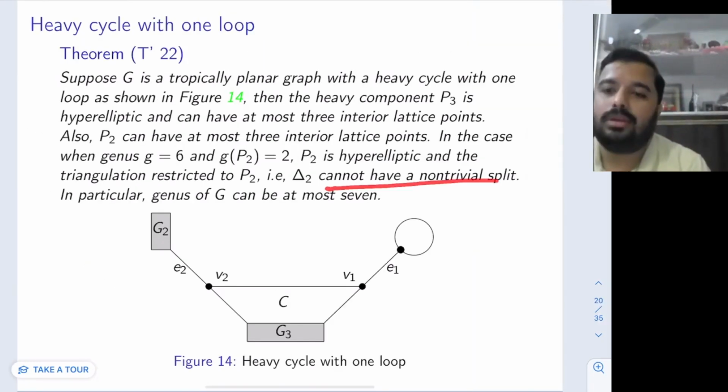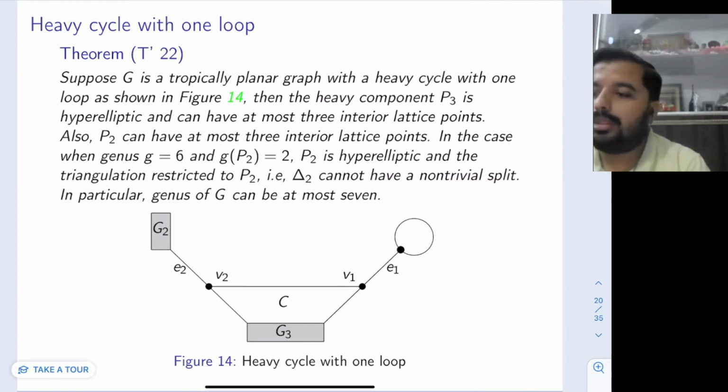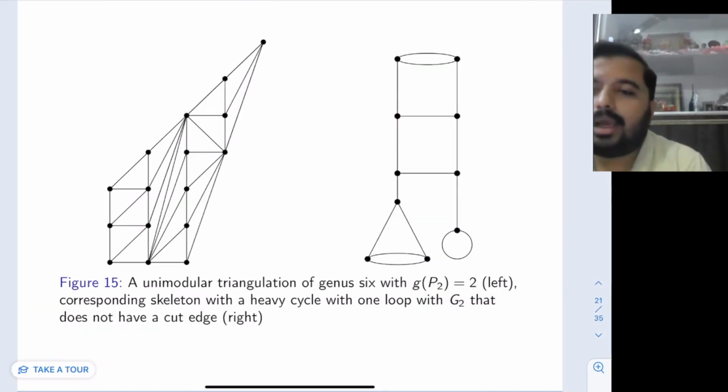So that is the takeaway to rule out all these graphs, and that is again arguing by convexity, and you can show that there is a maximal polygon in which all such polygons will exist, and no matter in any subpolygon you cannot have a non-trivial split.